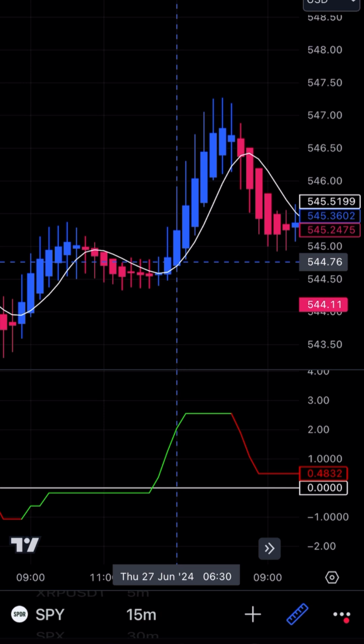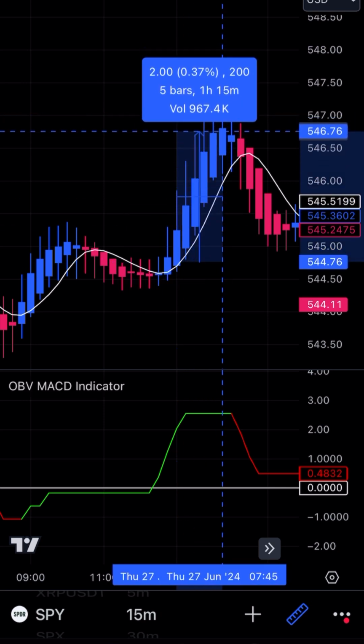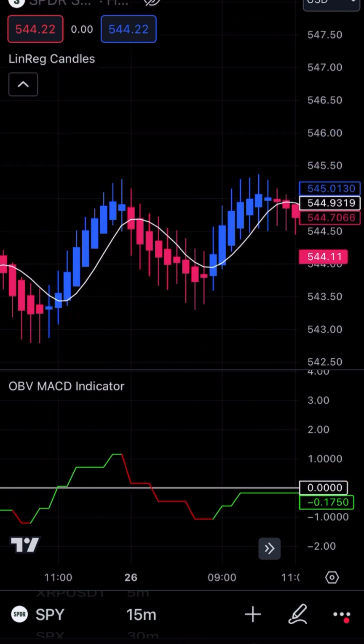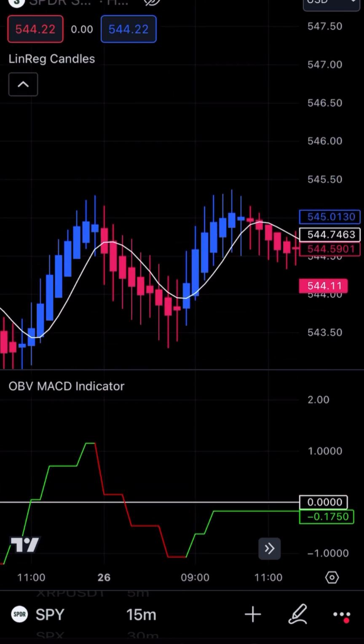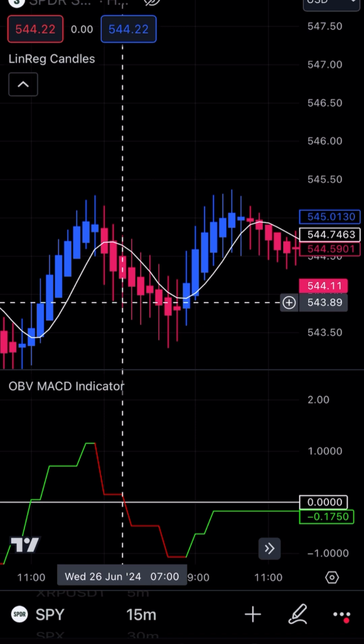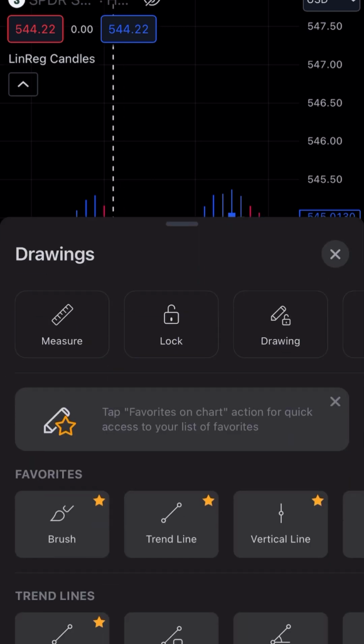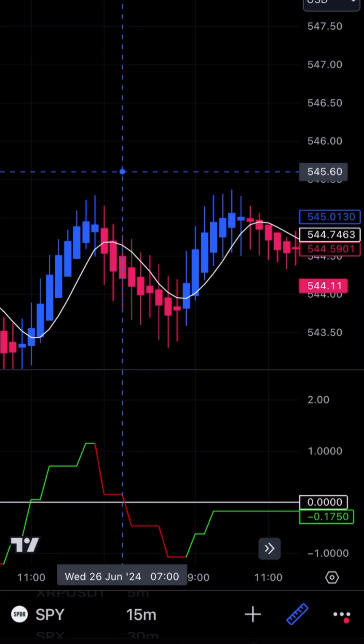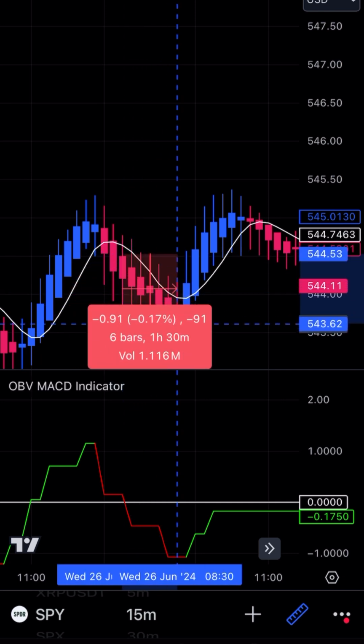But let's look real quickly at this one right here. We see it crossing the zero line. So we get in right about here and ride it out for an hour and 15 minutes. You would have made $200. We see it crossing down on the zero line right about here. Right here, we come in for a quick scalp.